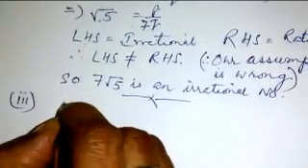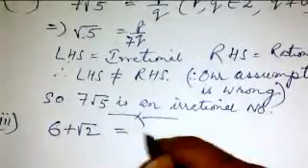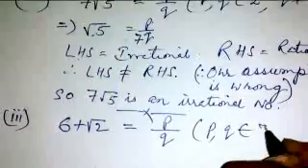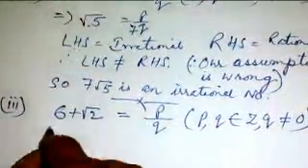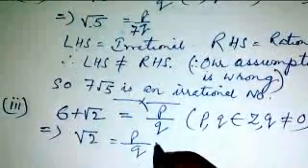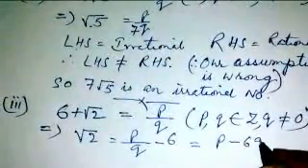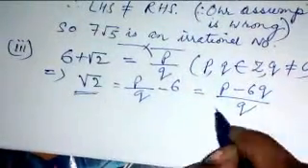Third part is 6 plus root 2. In the same way we write 6 plus root 2 equals p by q, where p and q belong to the set of integers and q is not equal to 0. So this can be written as root 2 equals p by q minus 6, that is equal to p minus 6q upon q.